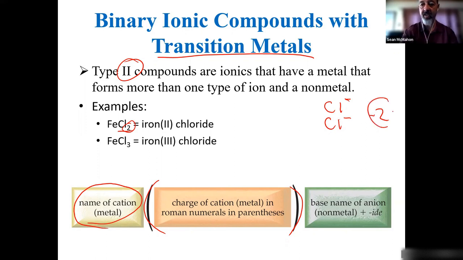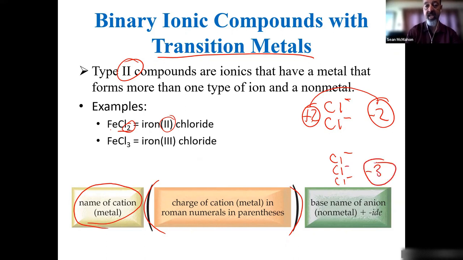So what's going to cancel out a -2 charge? A +2. Well, there's one iron. It has to carry a +2 charge to cancel this. So this has got to be iron 2 chloride. It'd be the same thing with iron 3, right? If there's 3 chlorides, I got to cancel out that -3. So how do I do that? I got to have a +3.